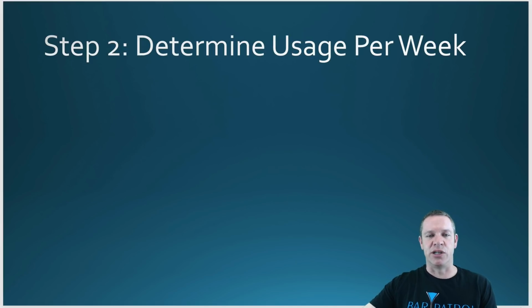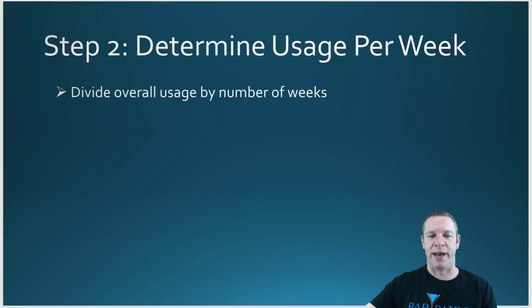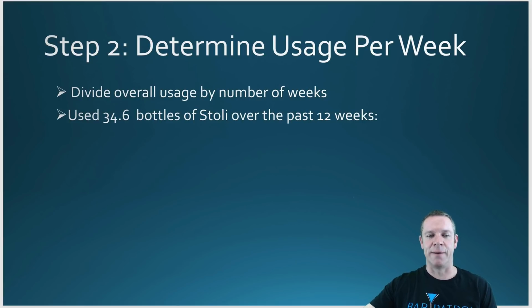All right, step 2, determine usage by week. What we're gonna do is divide the overall usage by the number of weeks. For example, let's say that over the past 12 weeks, there's 34.6 bottles of Stoli were sold.